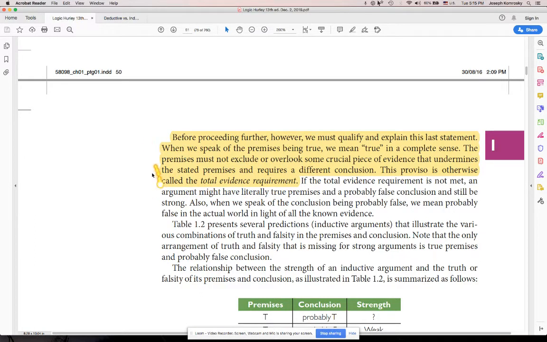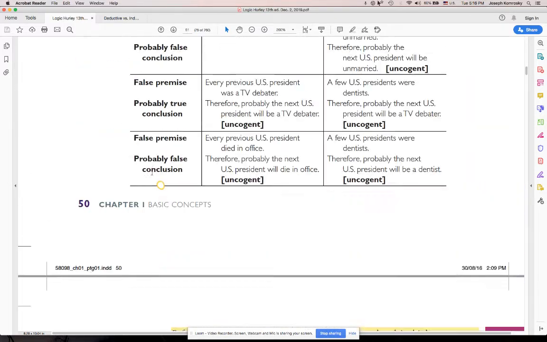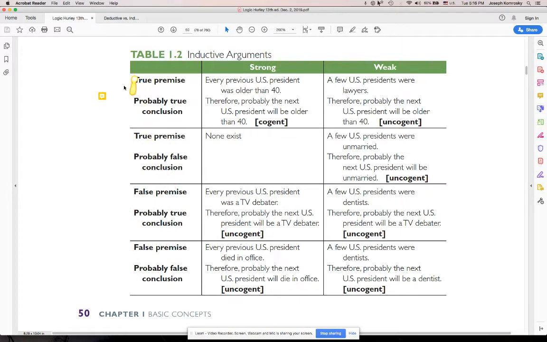It's different from deductive because it considers the whole background of possible evidence that you might have. It just says, look, we're hoping that we don't have any other key pieces of evidence missing here. And if we don't, yeah, this conclusion follows totally. It's very strong. Therefore, it's cogent.